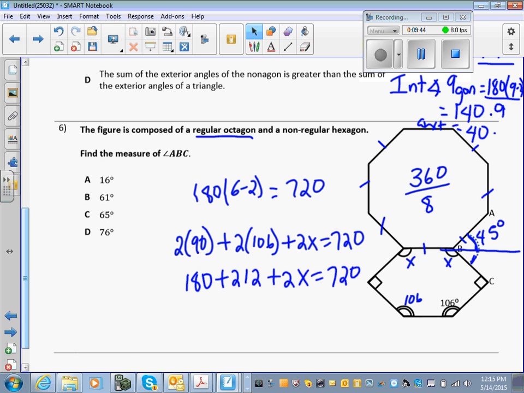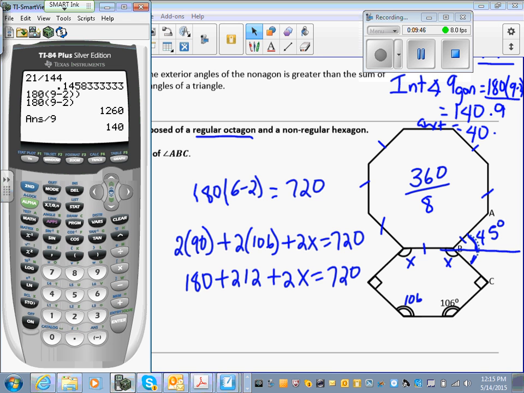Then you go ahead and grab your calculator and do the math. So you do 180 plus 212, then subtract this. I'm making mistakes left and right with this calculator. Sorry guys, 212 gives you this.